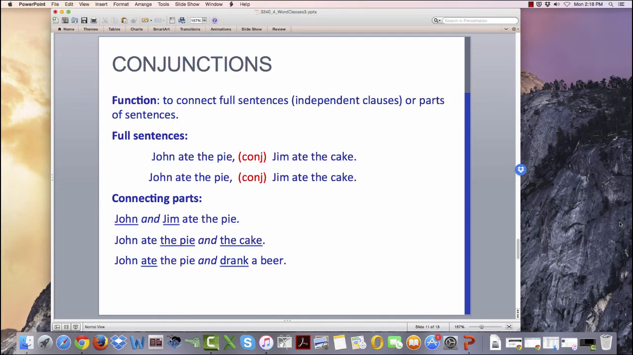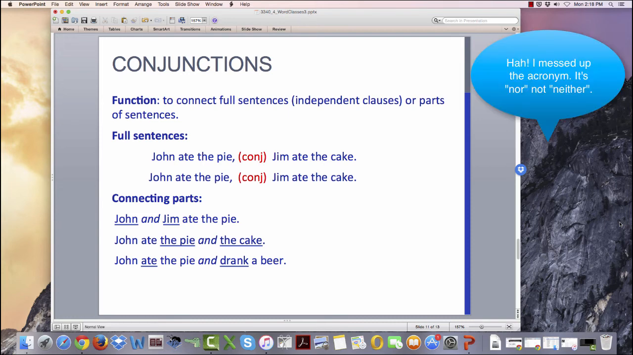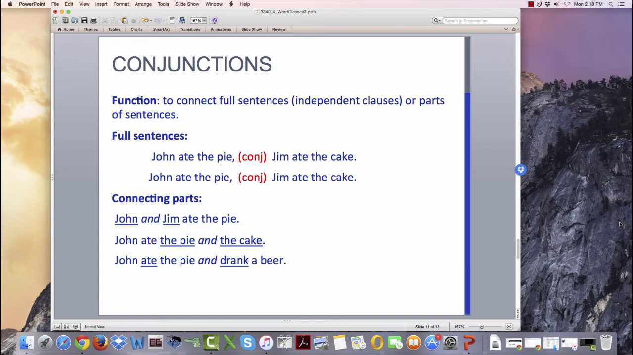So the next word class we'll talk about are conjunctions. You may remember the acronym FANBOYS, which stands for for, and, nor, but, or, yet, and so. Right? So all of those are conjunctions.